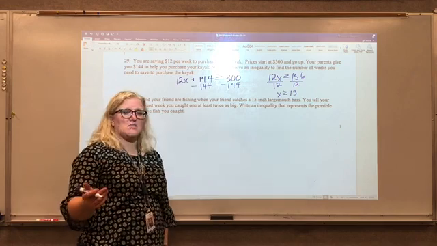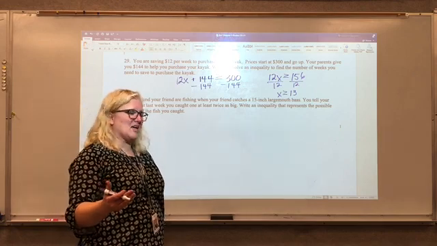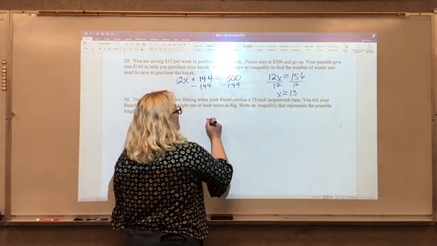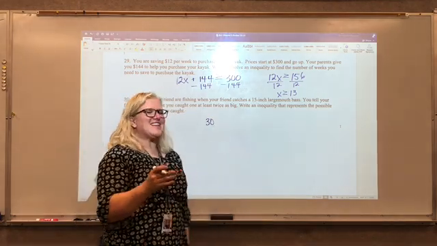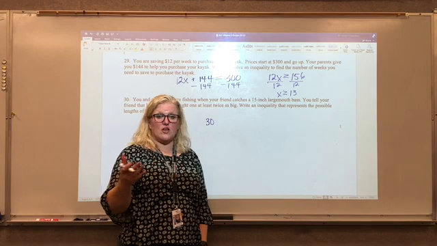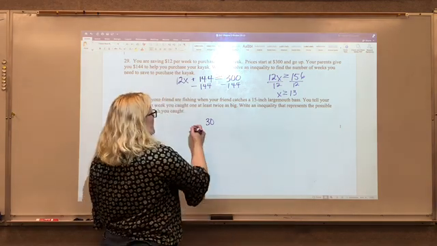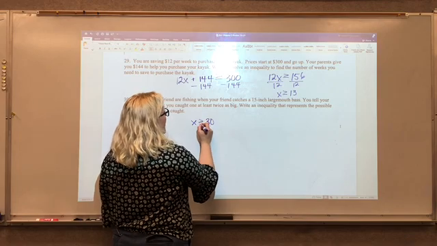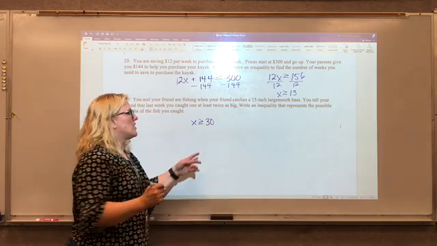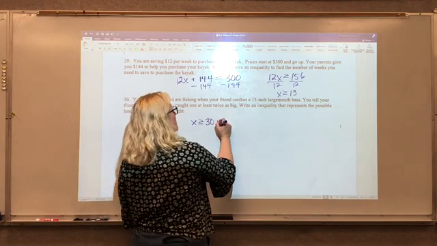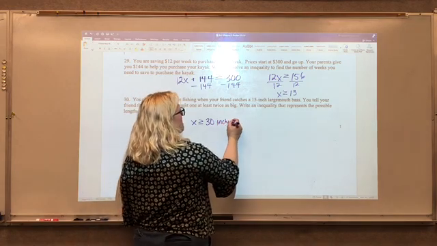Well, it's twice as big, right? At least twice as big. So I've got 30. If it's at least 30, then it could be more, right? It could be 35, it could be 36. So x is greater than or equal to 30 inches. You can put the inches there.